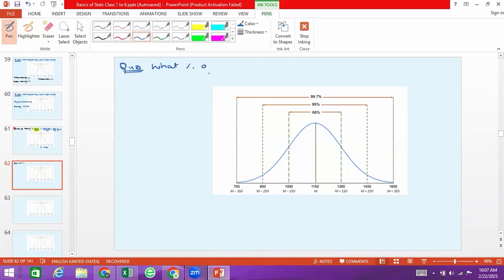What percentage of data points are less than 900? To be very frank, you cannot answer that question without some help. Okay, we will see what that help is. To solve that question, first I want you to calculate the Z value for this 900. Can you do that? What is the Z value for this 900?